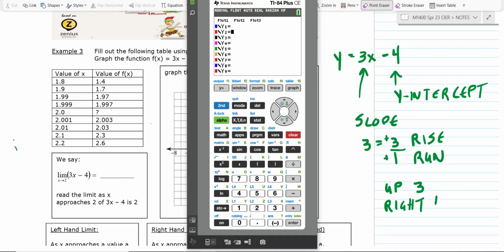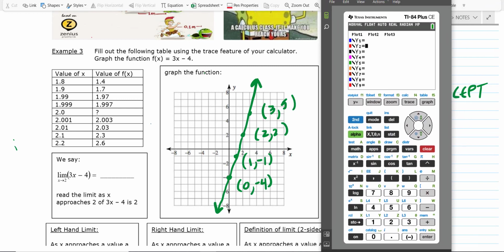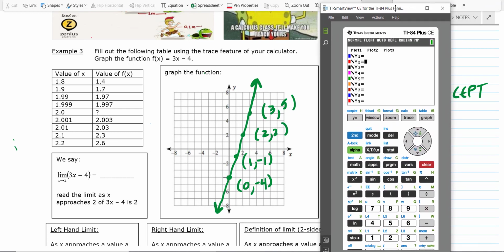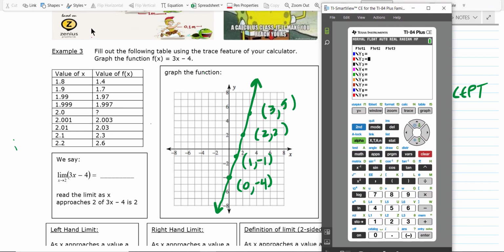So I'm going to get my graphing calculator out. What I'm going to do is put in this function, 3x minus 4. So I press my y equals button, and I put in the 3x minus 4. There's 3. You press this variable button, and that x will come out automatically. And then we're subtracting 4.